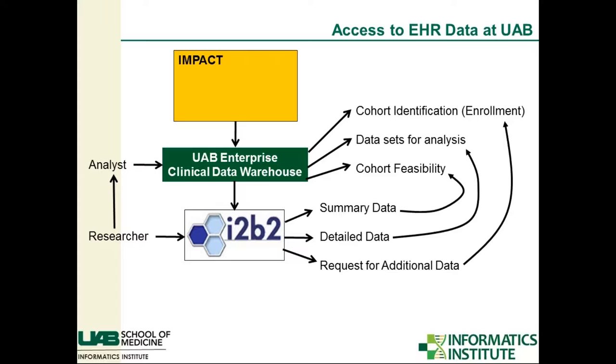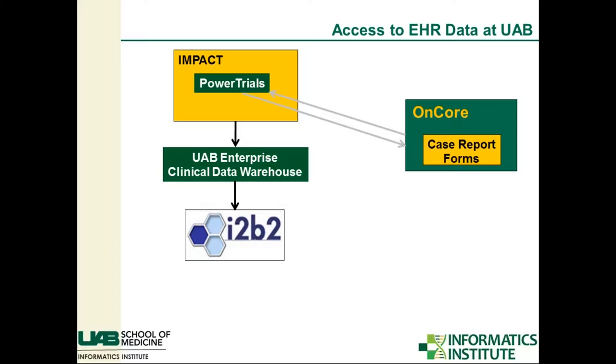And then finally, you can get additional data that can be in identified form, which could be used for figuring out who is actually eligible for my study, so I can contact them, write to them, call them, email them, whatever, so I can enroll them in the study. And once they're in the study, you can actually get identifiable data to support the work that you're doing in your study. So that's our I2B2.